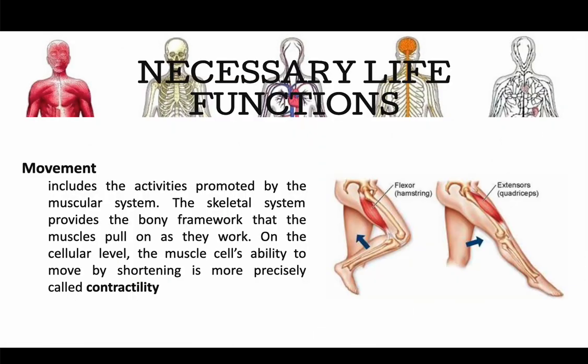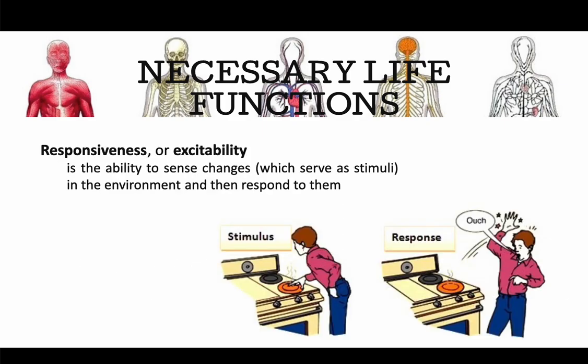So to maintain life, there are necessary life functions. First is your movement. This includes the activities promoted by your muscular system. Your skeletal system provides the framework, and this is what the muscles pull on as they work. On a cellular level, the ability of a muscle cell to move is more precisely called contractility. So, don't forget that term.